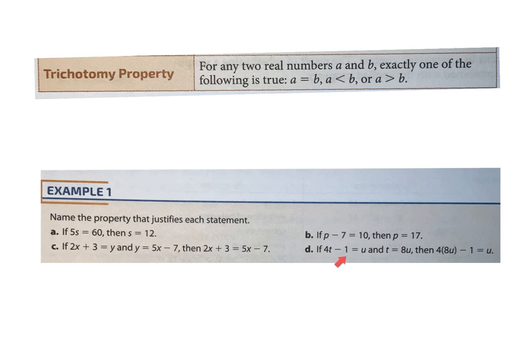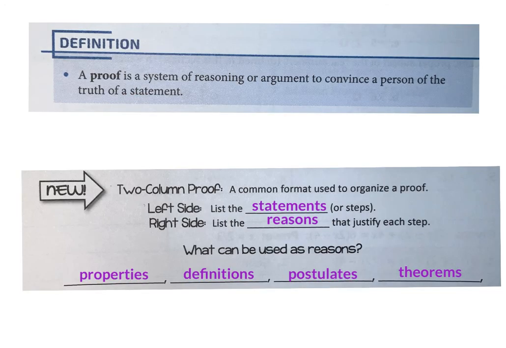All right, 4t minus 1 equals u. T equals 8u. Then 4 times 8u minus 1 equals u. There's only one you can use here. What did they do here? They said that 4t minus 1 equals u. They told us that t equals 8u. What did they do here? They substituted. They replaced the t with the 8u. This is substitution. So while in the last one I would take either substitution or transitive, this can only be substitution. Only substitution.